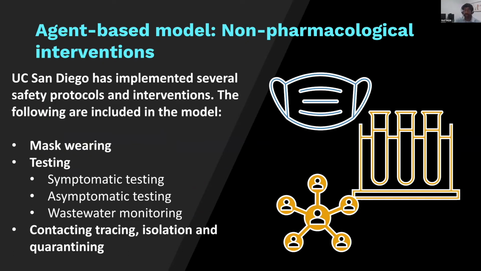And then finally, going through the different interventions that we modeled. So that's the third layer, which is non-pharmacological interventions. And UC San Diego has implemented several safety protocols and interventions, including mask wearing, testing, wastewater monitoring, contact tracing, and quarantine. And these are all included in the model. These protocols and interventions either alter the interactions among individuals or modify the transmission probability of an interaction.